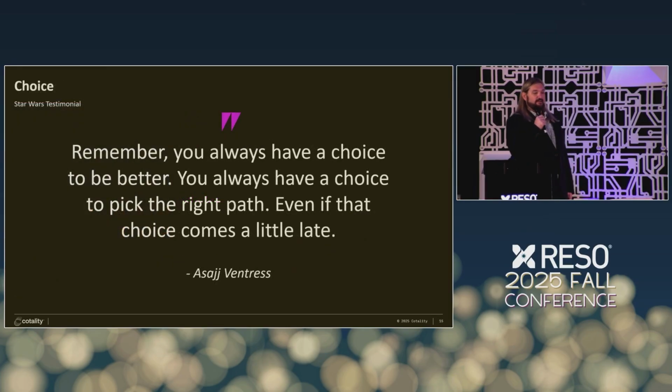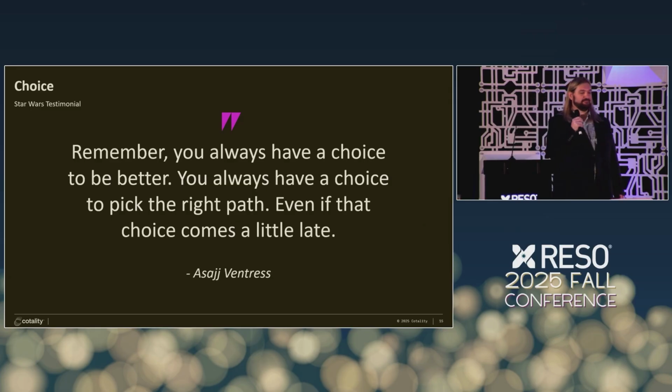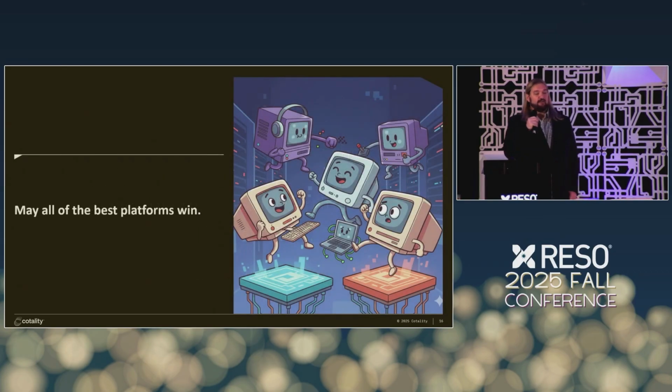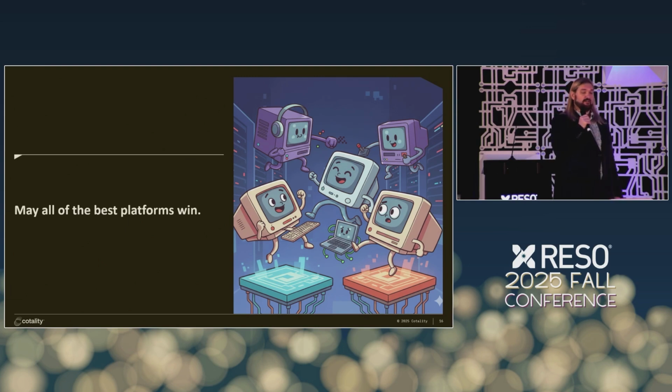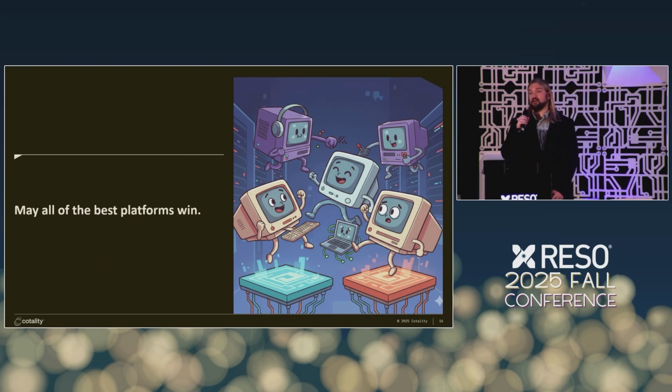So I will say, remember, you always have a choice to be better. You always have a choice to pick the right path, even if that choice can come a little late. A little Star Wars quote there for you nerds out there. And I truly do believe we have tons and tons of good platforms in this industry. There's people all throughout the room who are working their butts off to provide amazing data, amazing platforms. There's MLSs who are contributing these platforms and brokers who are contributing these platforms.